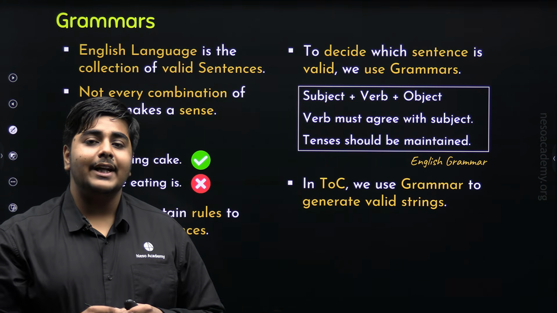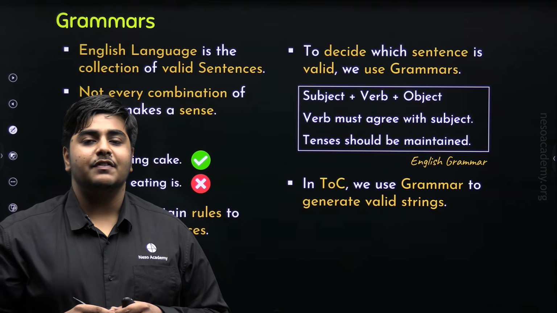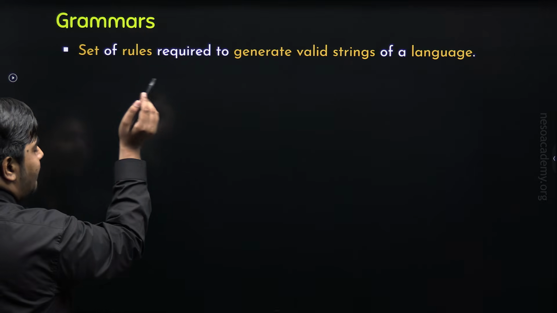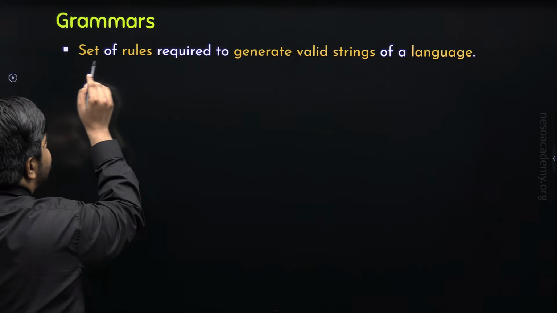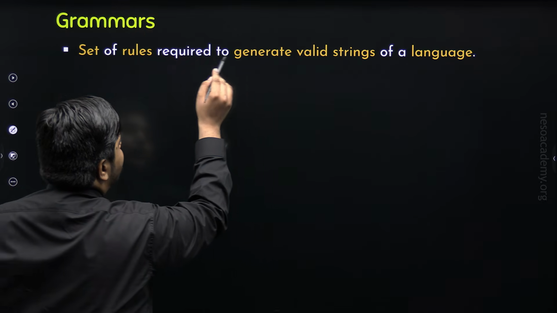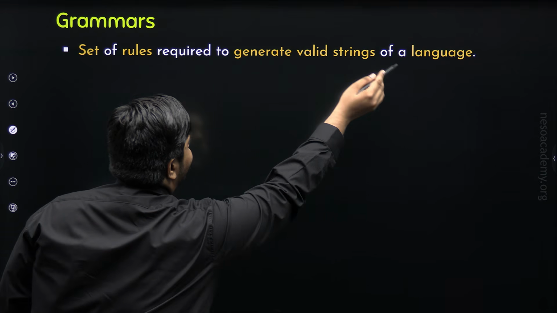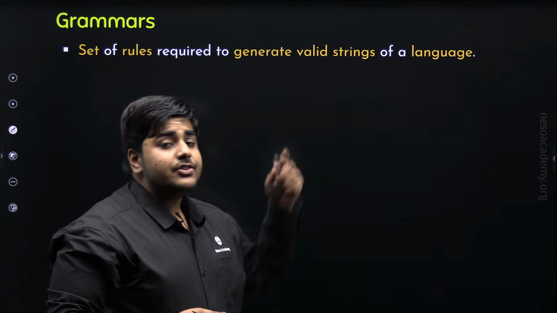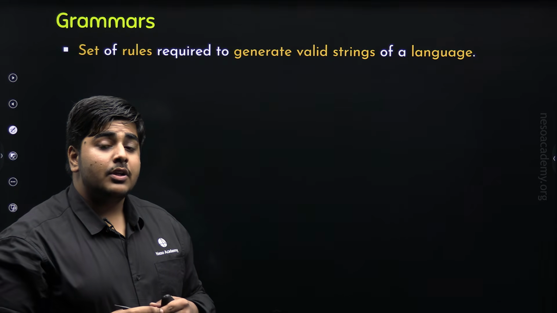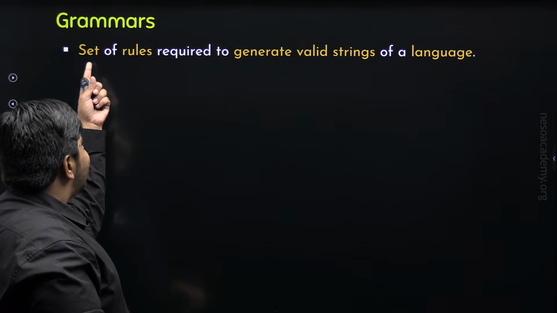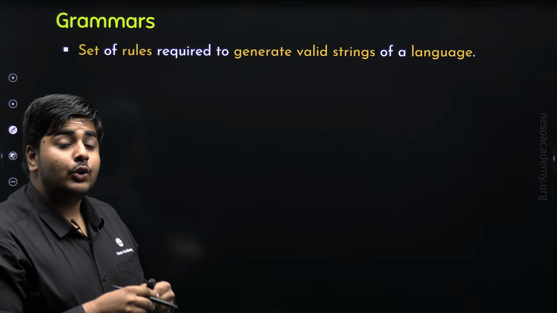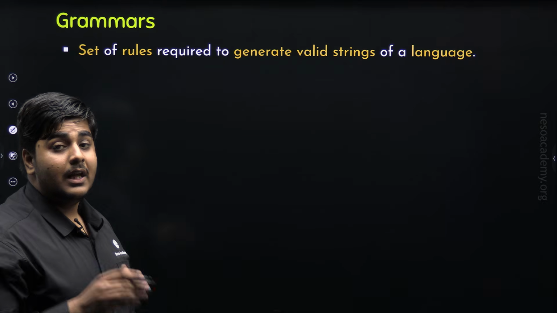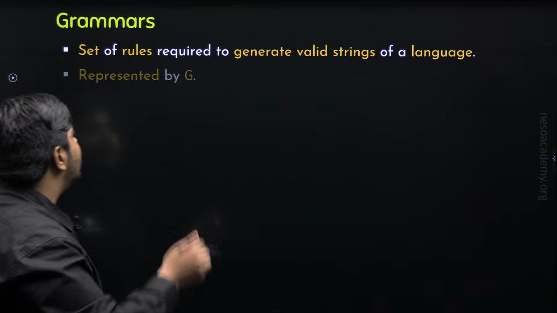Now you are all set to understand the formal definition of grammars in ToC. Here I have written that grammar is the set of rules required to generate valid strings of a language. It means that to generate the valid strings of a particular language, we require a set of rules. And those sets of rules are called grammars. Let's see the next point.